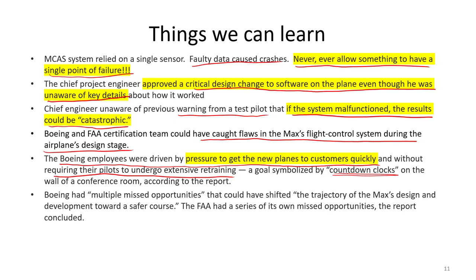And finally, this report stated that Boeing had multiple missed opportunities that could have shifted the trajectory of the design and development toward a safer course. So the House report concluded that there were many missed opportunities throughout that design process, which caused these tragic events.